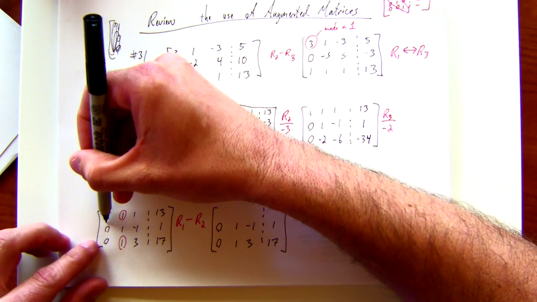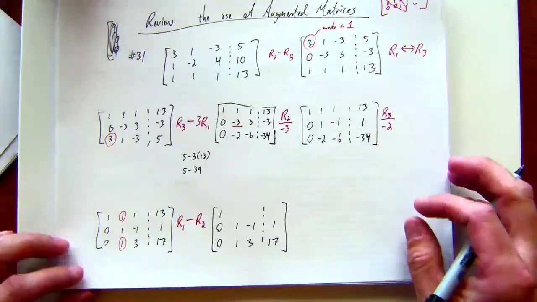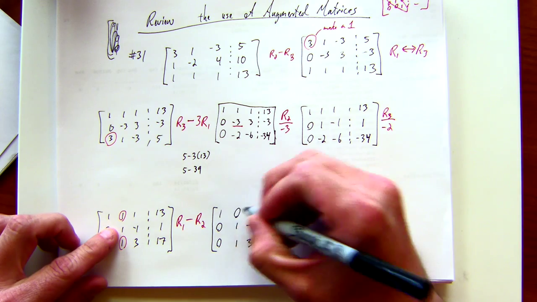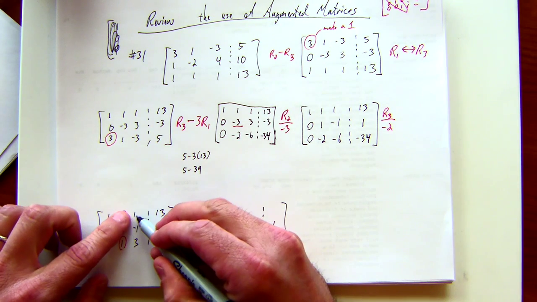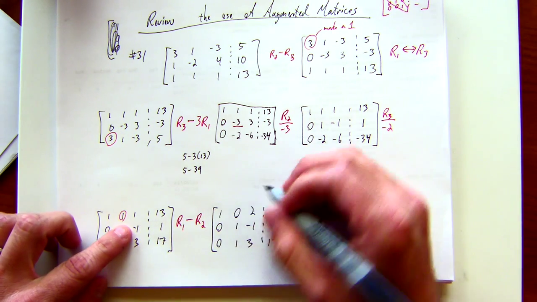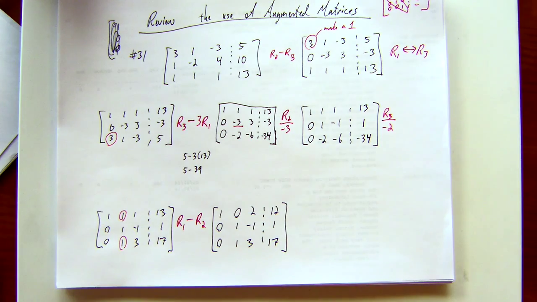1 minus 0 is just 1. 1 subtract nothing is 1. 1 minus 1 is 0. That's what we wanted right there. 1 minus a negative 1, positive 2. 13 minus 1 is 12.